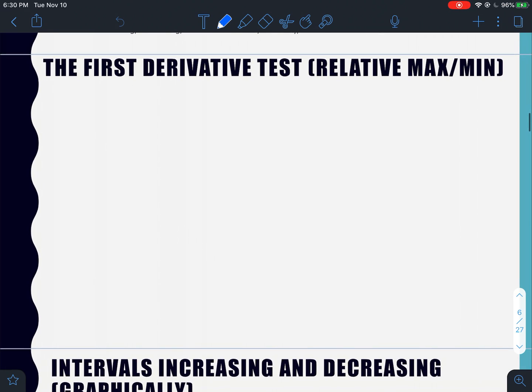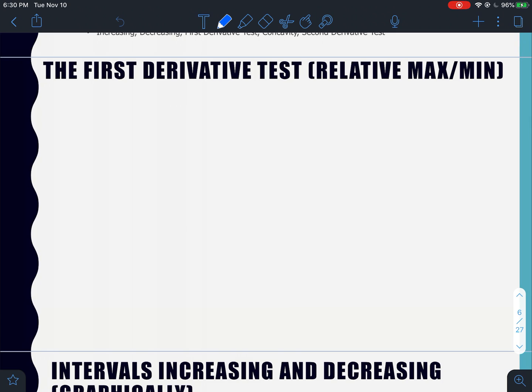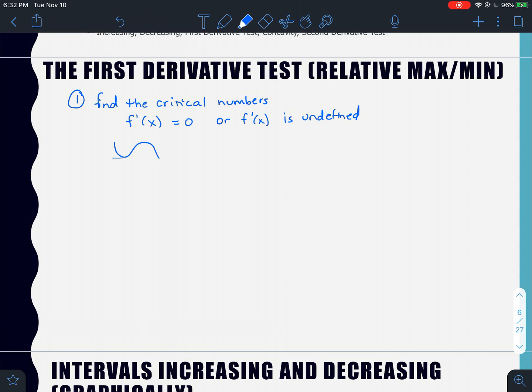So the first derivative test for finding relative mins and relative maxes, we talked about this last class. For a function to have a relative min or a relative max, you have steps to follow. Your first step is you need to find the critical numbers. And remember from last class, the critical numbers are when the first derivative is equal to 0 or where the first derivative is undefined. So when the first derivative is equal to 0, you could have a function that looks like this, and where it's equal to 0, it has a peak or a valley.